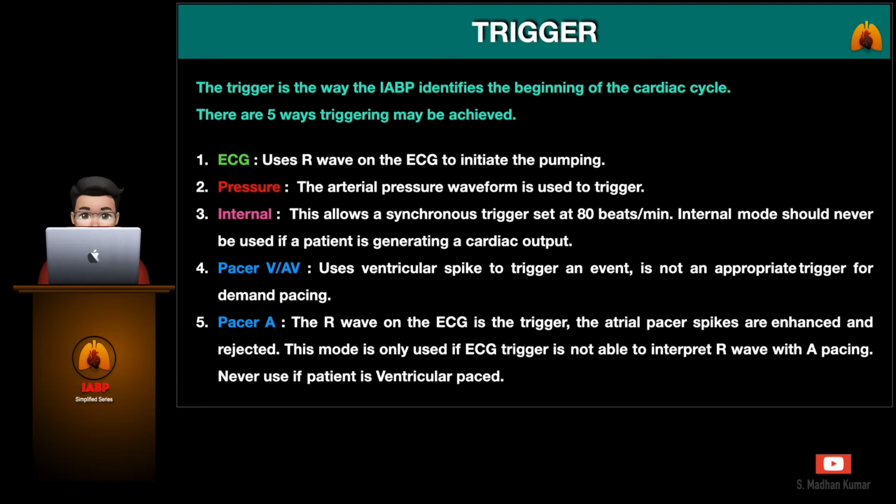Pacer V or Pacer AV mode. It uses the ventricular spike to trigger an event, and it is not an appropriate trigger for demand pacing. When it is 100% on ventricular pacing or AV pacing, it can be used. Pacer A mode. The R wave on the ECG is the trigger. The atrial pacer spikes are enhanced and rejected. This mode is only used if the ECG trigger is not able to interpret the R wave with atrial pacing. Never use if the patient is ventricularly paced.